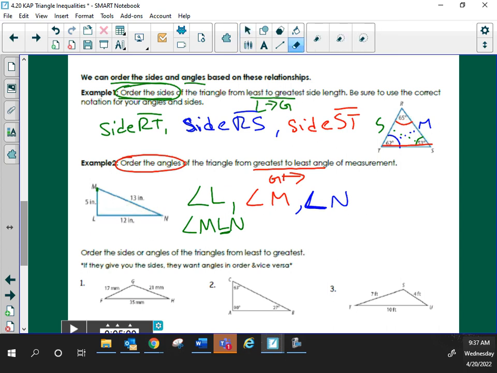Let's look at angle M. Angle M is this one right here. So I can call it angle M, or I can do a start, middle, end. So it could be angle L, M, N, or you could reverse that order, N, M, L. But that middle letter is the vertex, M.